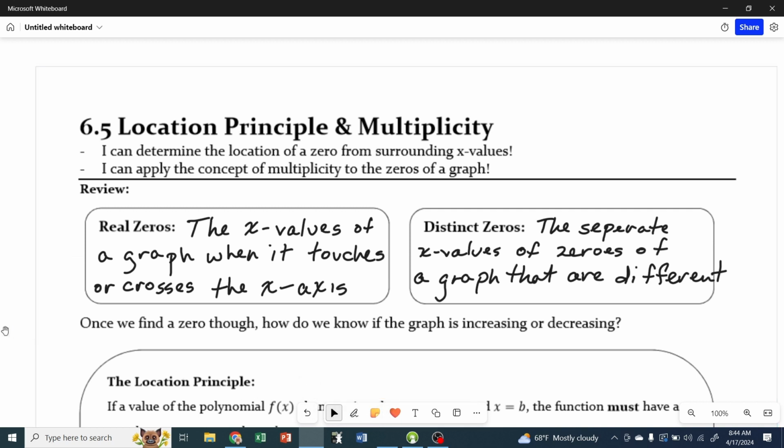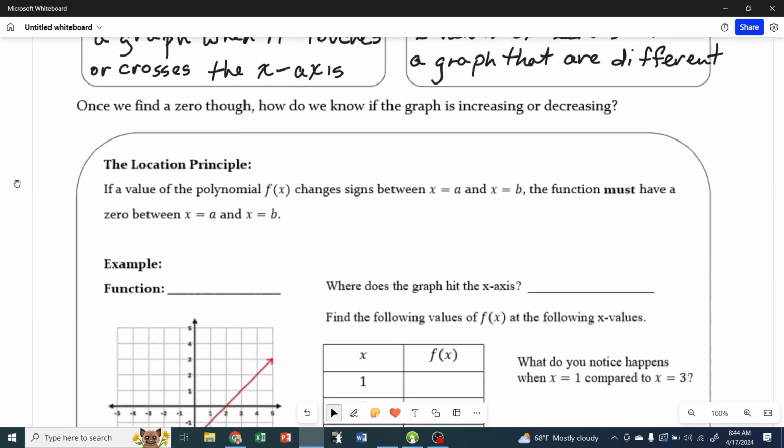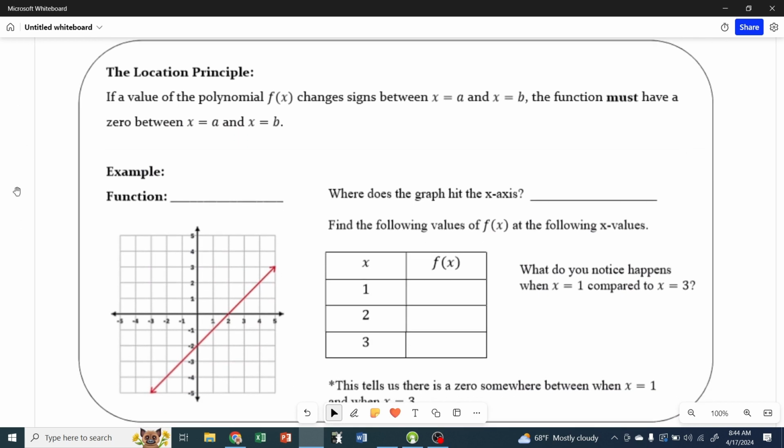Okay, so once we find a zero, how do we know if the graph is increasing or decreasing? Well, some of these things can be done by using what's called the location principle. If the value of a polynomial f of x changes signs between x equal to a and x equal to b, the function must have a zero somewhere between a and b.